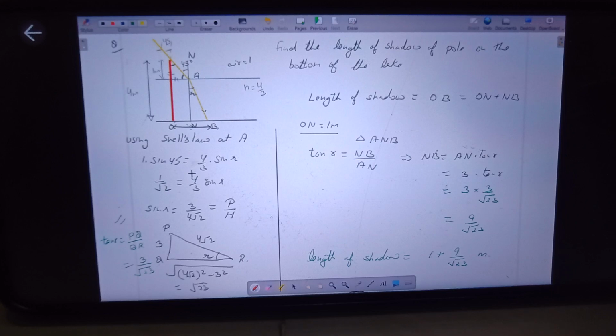If all of you have done this, the solution is clear to everyone, how we have approached the question. So now, after this, let's practice single reflection from the plane surface.